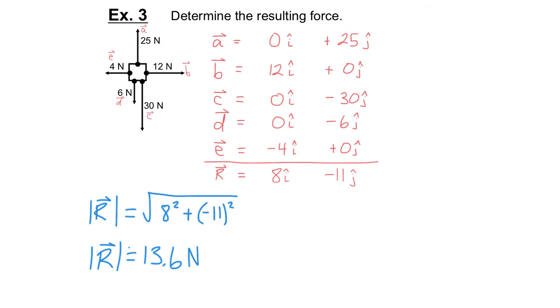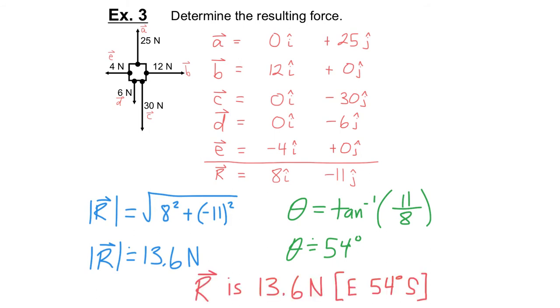Now we've got to get direction. We have magnitude, now we need direction. I know I'm going to the right and down, or east and then south, but what angle? This is where I'd use the tangent. Tan is opposite over adjacent, or the y over the x, 11 over 8. Take the inverse tan to get the angle. It's about 54 degrees. So I can say R is 13.6 newtons, east, 54 degrees south. I know that because I'm going in the positive x direction, or east, and the negative y direction, or south.